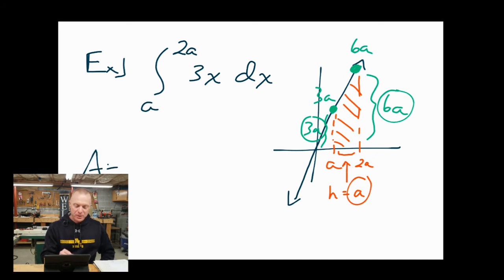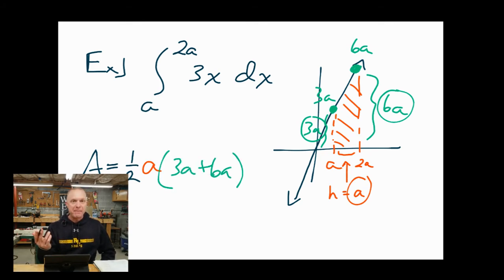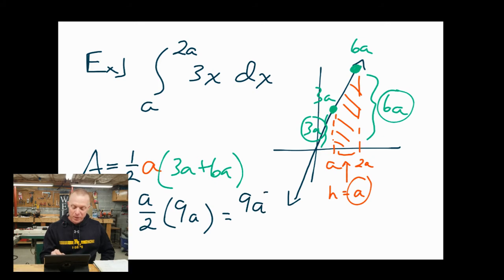The area of a trapezoid, once again, is 1/2 the height. That's going to be a. And then the sum of those sides, 3a plus 6a. Oh, I can actually do that math. I can make that become 9a. So we end up with a over 2 times 9a, which if we keep doing some math there, I think we end up with 9a squared over 2. That would be your integral. It's in terms of a, since my limits of integration were in terms of a.